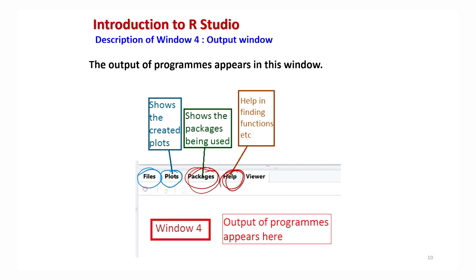Last here is viewer. That means all the graphics which you create can be viewed in this part. So basically, if you look at this whole window 4, it is related to the output of the program, and different outputs will appear here in different ways, right?